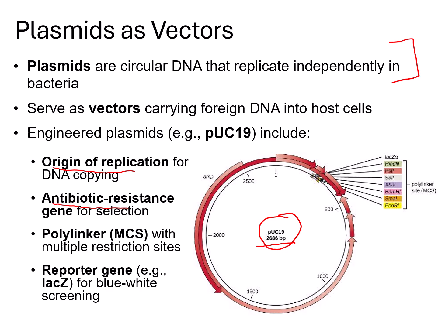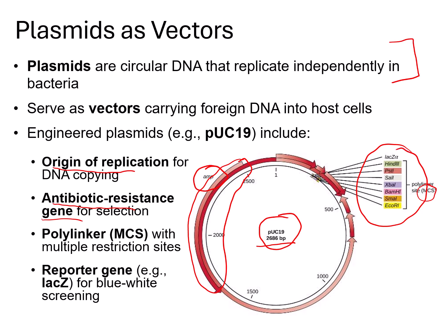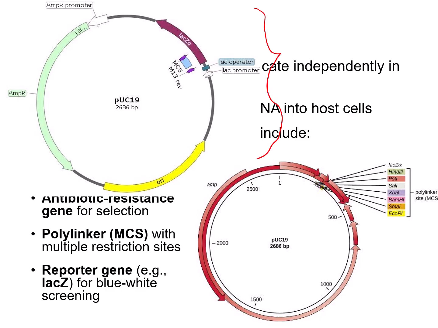They usually have some kind of antibiotic resistance gene. Here it looks like this one is resistant to ampicillin, that antibiotic. We usually have a multiple cloning site. So this is the multiple cloning site for pUC19. It contains many different restriction enzyme cut points to allow us to select for any of these enzymes to open up the DNA and insert our DNA of interest. And usually it also contains a reporter gene like lacZ to screen whether or not we have successfully inserted our gene of interest.